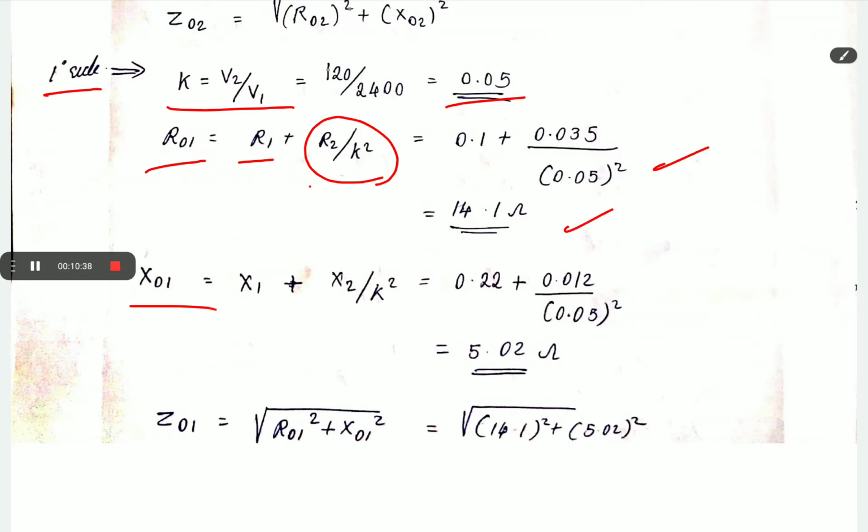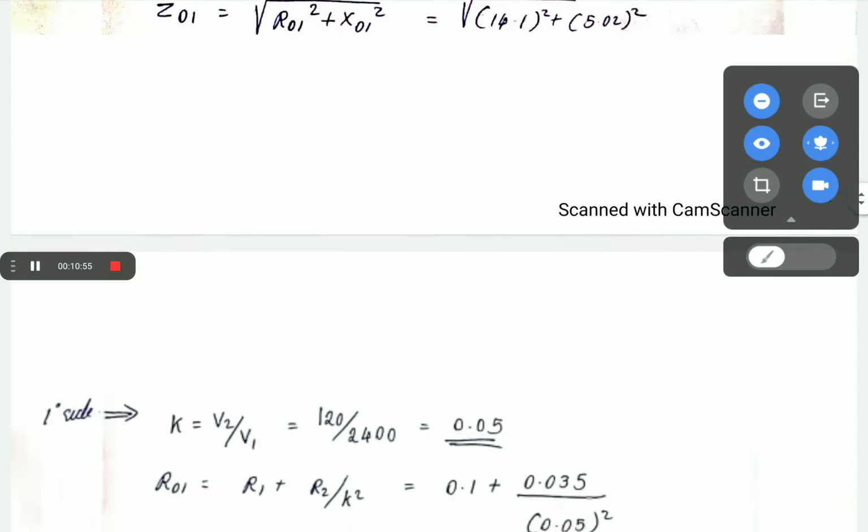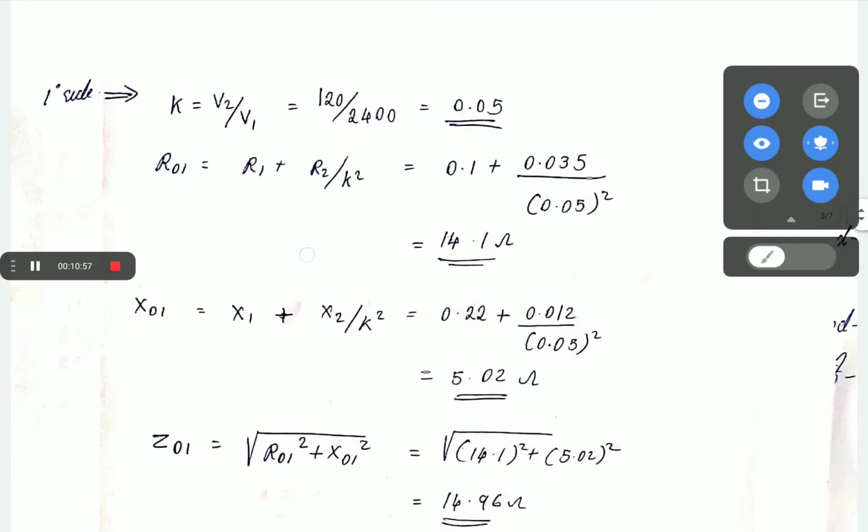Then X01 is X1 plus X2 by K square. X1 is given, and then substitute all these values, you will get X01, and find out Z01 by substituting in this equation. Then similarly you have to find out the secondary parameters. Okay.